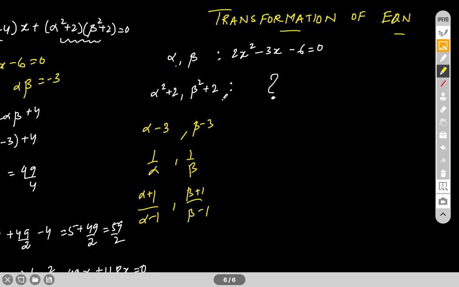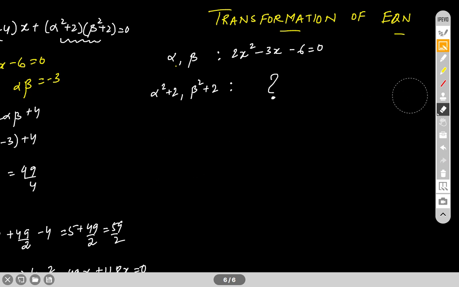So whenever such a thing happens, we use transformation of equations. How do I transform equations? First, take any one of the roots. Which one do you want to take? Alpha. Okay, so alpha satisfies this: 2 alpha square minus 3 alpha minus 6 should be equal to 0. If you have taken alpha, take this root, because both of them have the same fate, so it doesn't matter. Had you taken beta, I would have taken this.